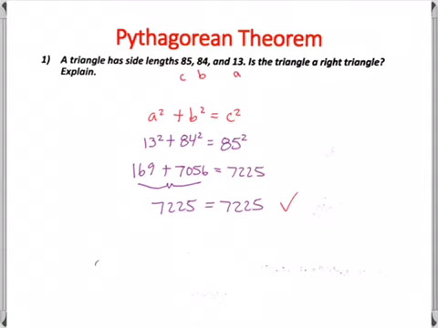This is a true statement, and since this is true, it is a right triangle. Since the three measurements work in the Pythagorean theorem and it remains a true statement, we are dealing with a right triangle.